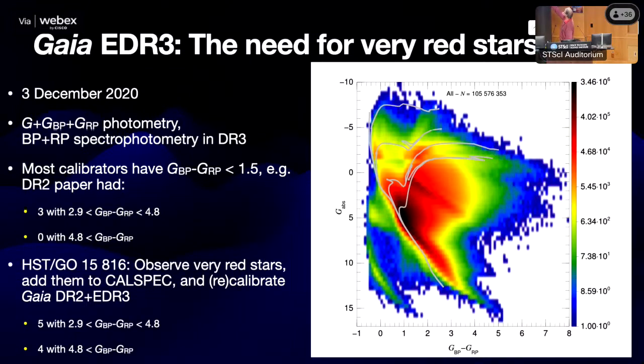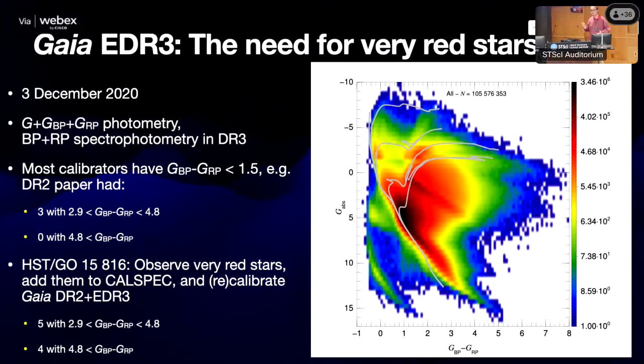So you see, this is the distribution in magnitude of the Gaia sample. And you can see that there are plenty of red stars. A large fraction of the stars, for example, are here, which are red clump stars, and they are extinguished, so they are very red. And even in our previous calibration, we only had 3 stars in the range between BP minus RP of 2.9 and 4.8.